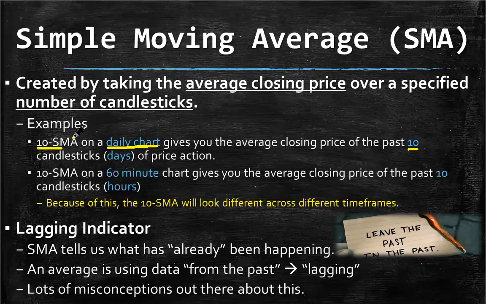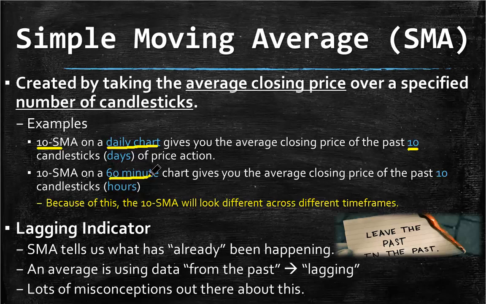So in other words, a 10 SMA on the daily chart is telling us the average of the past 10 days of price action. Now, a 10 SMA on a 60-minute chart is going to give you the average closing price of the past 10 candlesticks. But what time frame are we on?